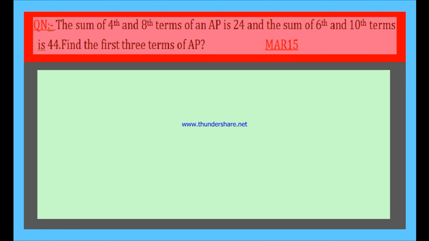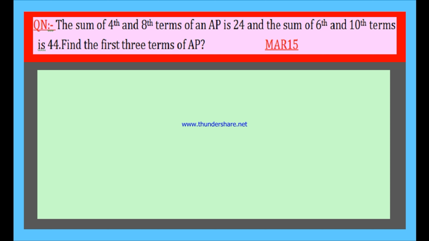Another question now. Here is the question. The sum of the 4th and 8th terms of an arithmetic progression is 24 and the sum of the 6th and the 10th terms is 44. Find the first 3 terms of the AP.